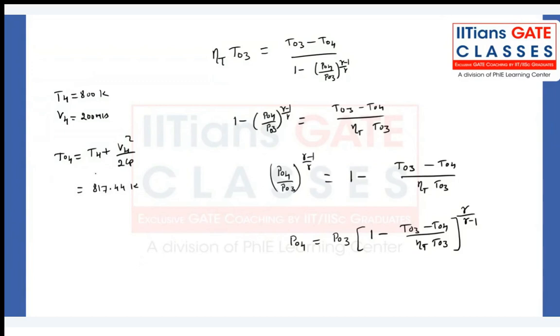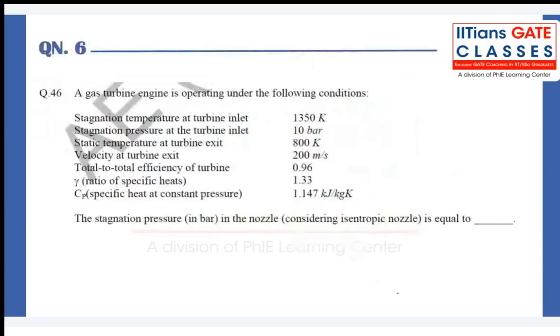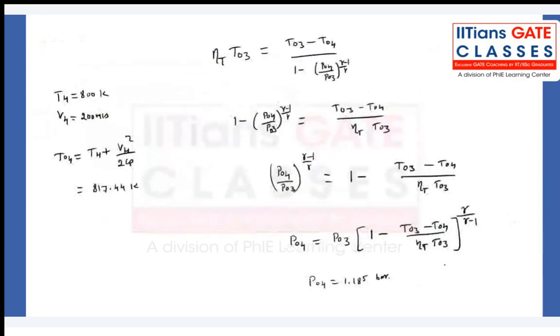Use this value of T04 over here, and 96% as the turbine efficiency. You should be able to get P04 as 1.185 bar. So we'll put 1.185 in bar here. Yes. Clear, right? It's a straightforward question. Now let us move on to the next question.